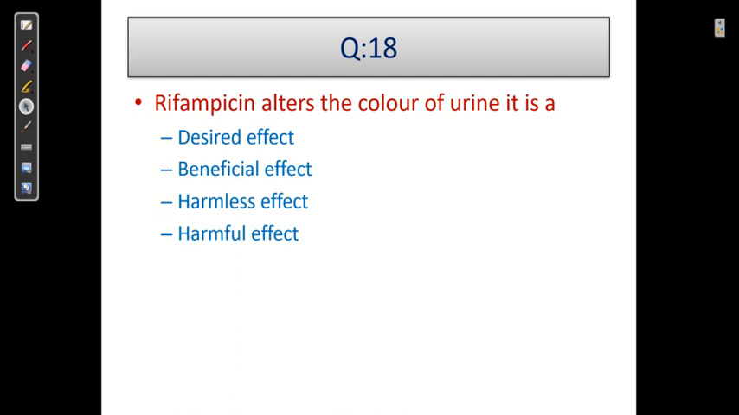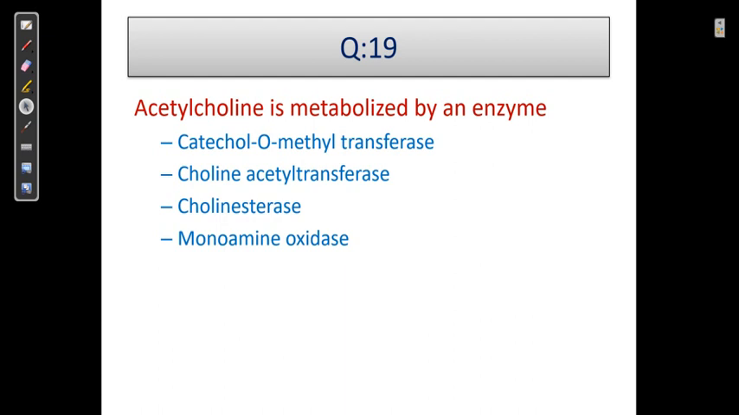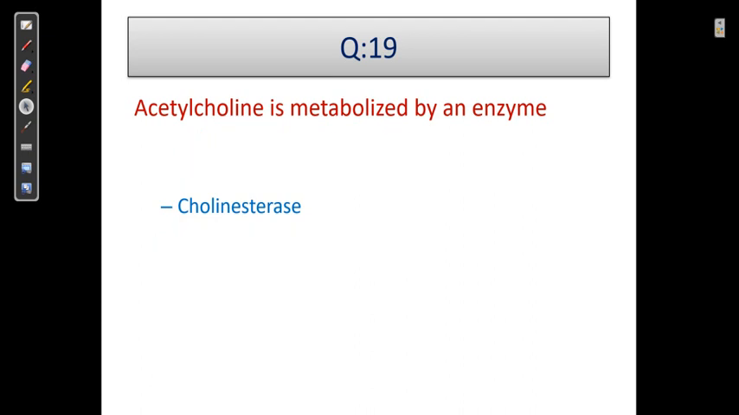Rifampicin alters the color of urine. It is a desired effect, beneficial effect, harmless effect, harmful effect. It is a harmless effect. Acetylcholine is metabolized by an enzyme: catechol O-methyltransferase, choline acetyltransferase, cholinesterase, monoamine oxidase. The correct one is cholinesterase.